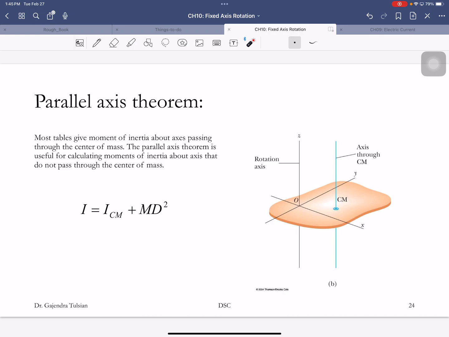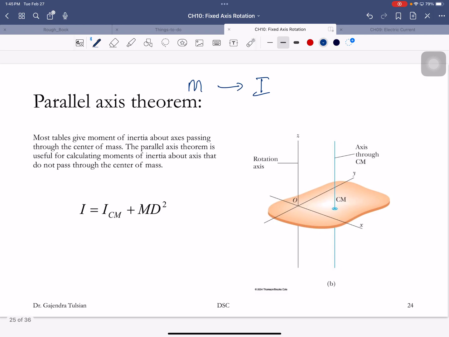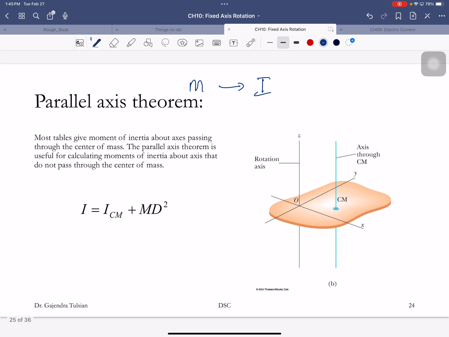What is moment of inertia replacing? Mass. Very good. The moment of inertia in rotational motion plays the role of mass in linear motion. So this was linear motion, this was rotational motion.